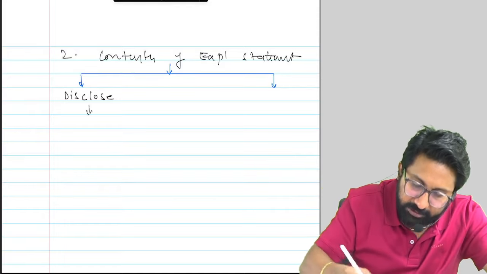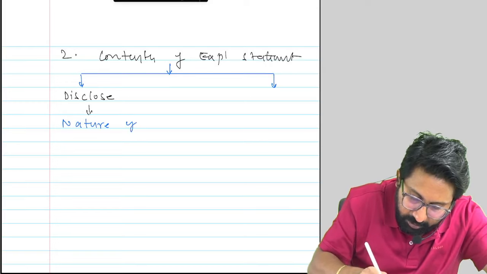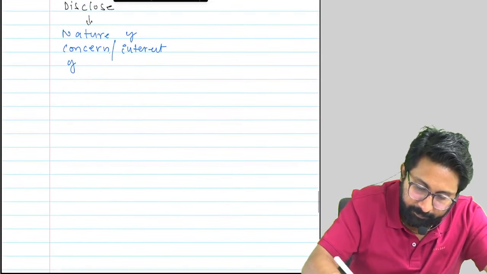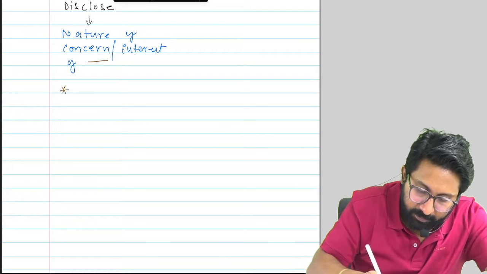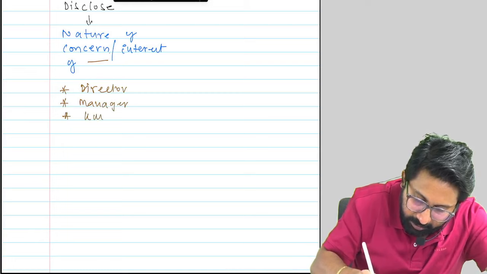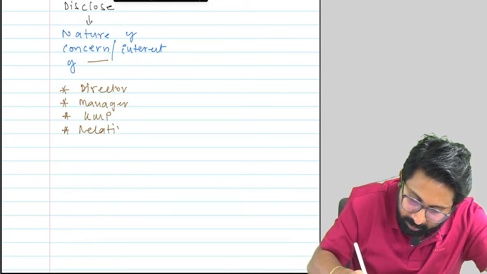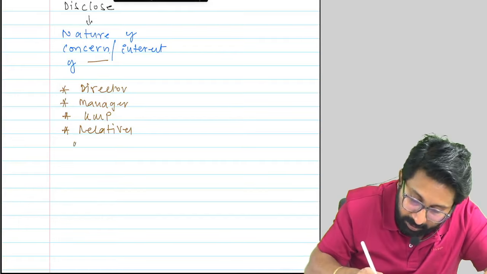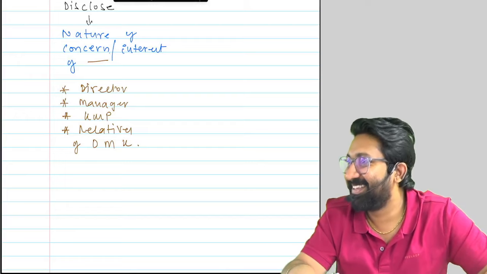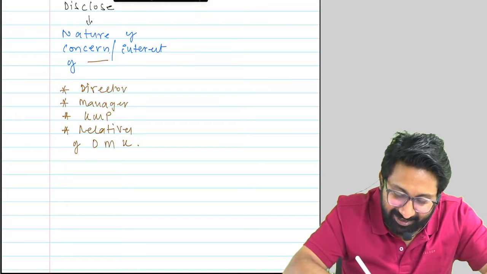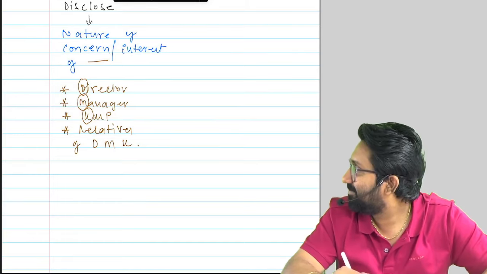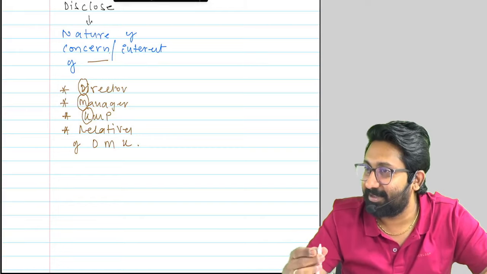Let's write down. Disclose the nature of concern or interest of director, manager, KMP, relatives. Relatives of whom? Relatives of DMK. Who is D here? Director. M, manager. K, KMP. Relatives of DMK.